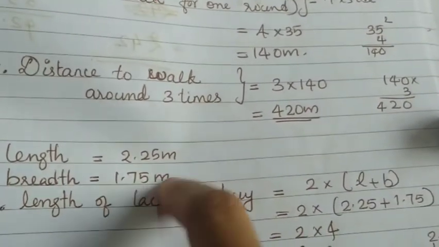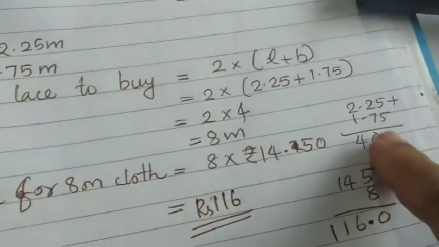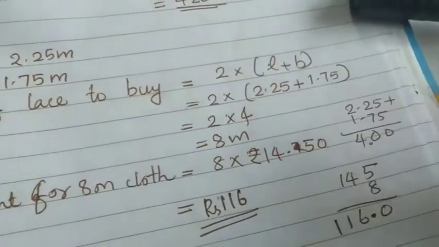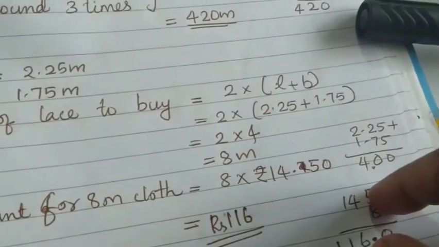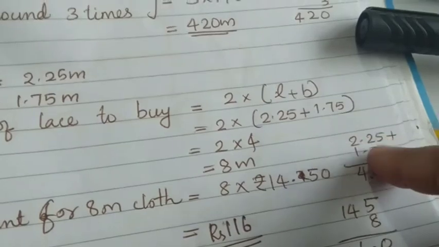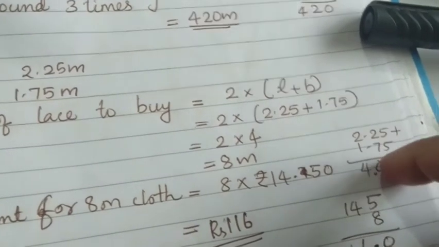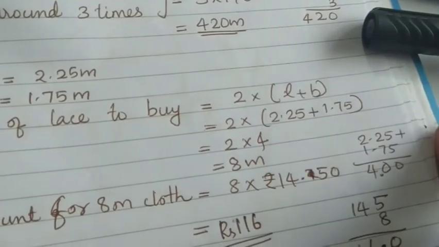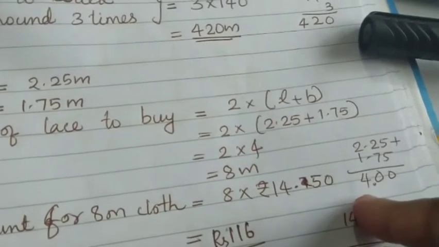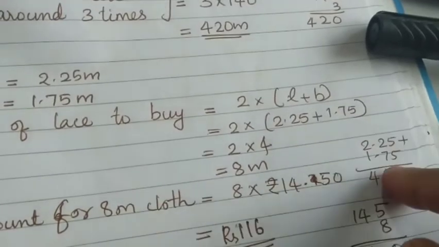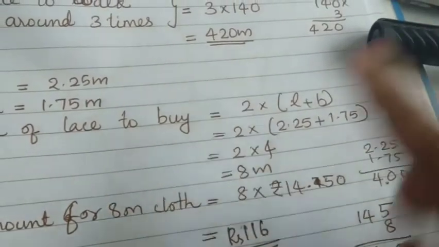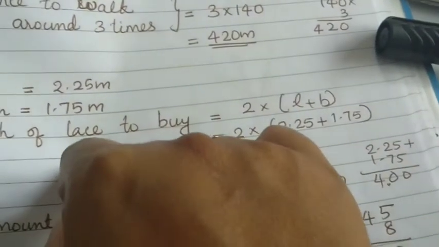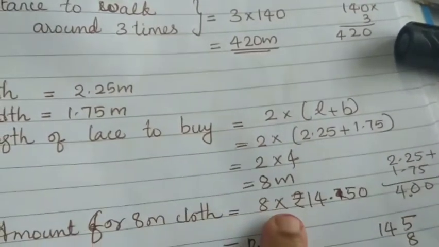Length and breadth are given as decimals, so we have to do decimal addition here. It is direct addition only, there is not much problem. 5 plus 5 is 10, 2 plus 7 is 9, 9 plus 1 is 10, again 1 remainder, 2 plus 1 is 3, 3 plus that remainder 1 is 4. 4.00 means it is 4 only. So 2 into 4 means 8 meters. So the length of the lace to buy is 8 meters.